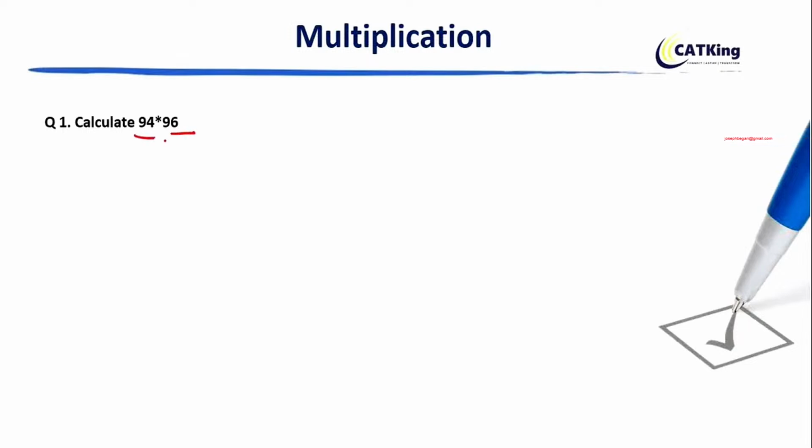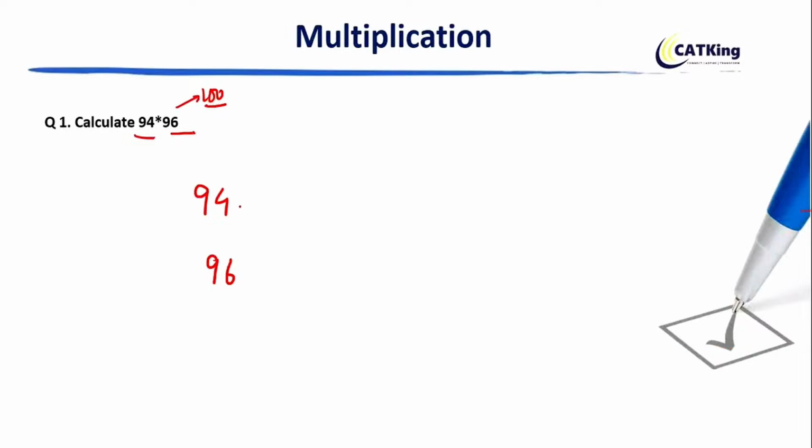So the first question is 94 into 96. How can you calculate this? See guys, there's a very easy method. Listen to me carefully. Write 94 down, write 96 down. If the numbers are nearest to 100, you have to take the base as 100.